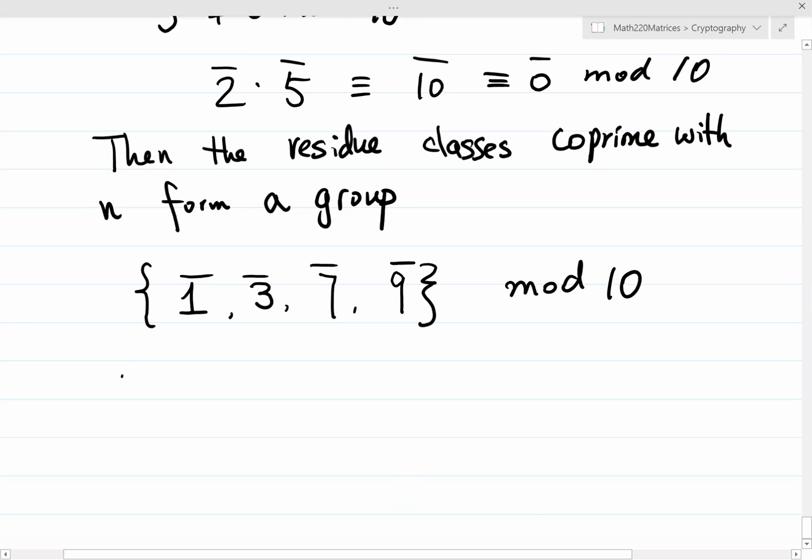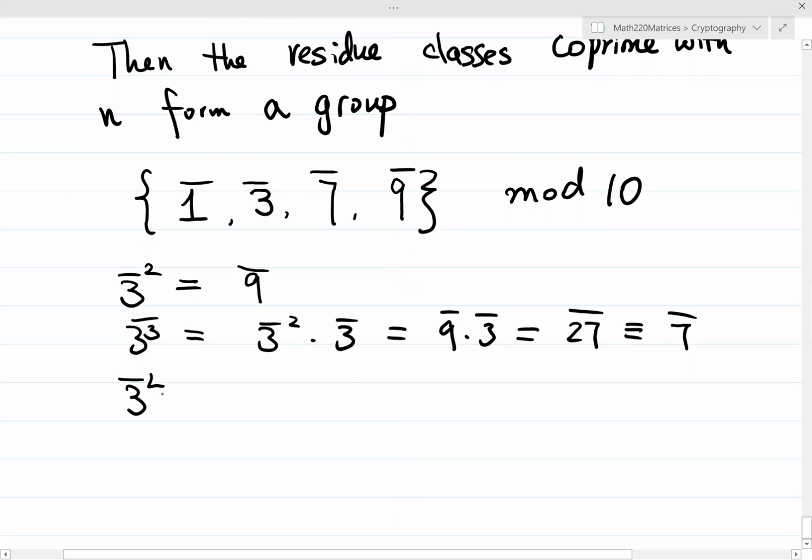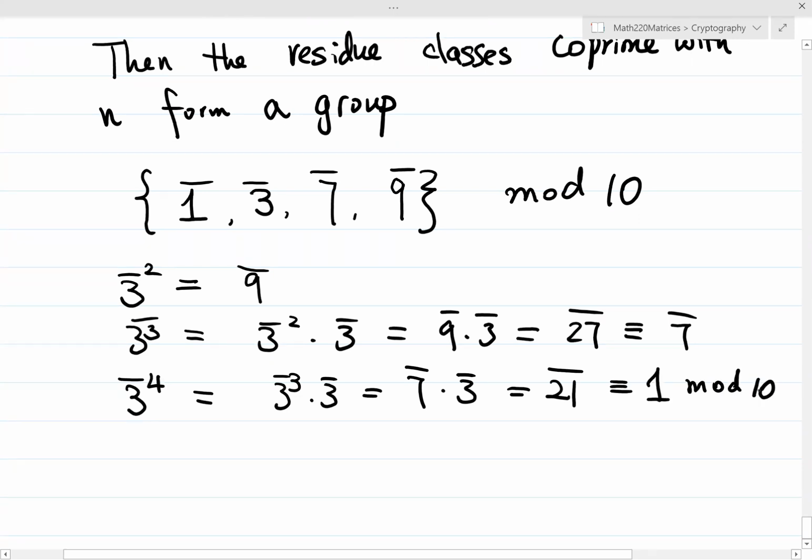So you see 3 bar squared, we get 9 bar. 3 bar cubed, this is 3 bar squared times 3 bar, so this is 9 times 3. 9 times 3 is 27. 27 mod 10, we get 7. Then 3 to the power 4 is 3 to the power 3 times 3, it's 7 bar times 3 bar, so it's 21 bar. 21 is congruent to 1 mod 10.